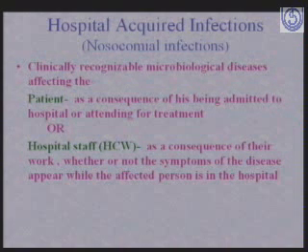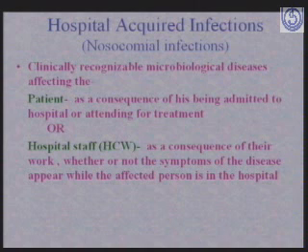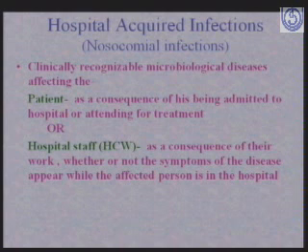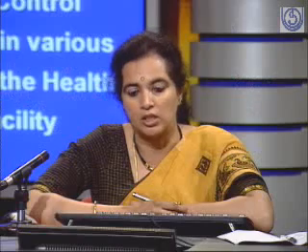In patients, these diseases occur as a consequence of their being admitted to the hospital or attending for treatment. That means the patient comes to the hospital with one infection and then carries back another infection as a result of being in the hospital. In the healthcare staff, these infections are a consequence of their work. Whether the symptoms appear while the patient is within the hospital or after discharge, they are still classified as hospital-acquired infections.